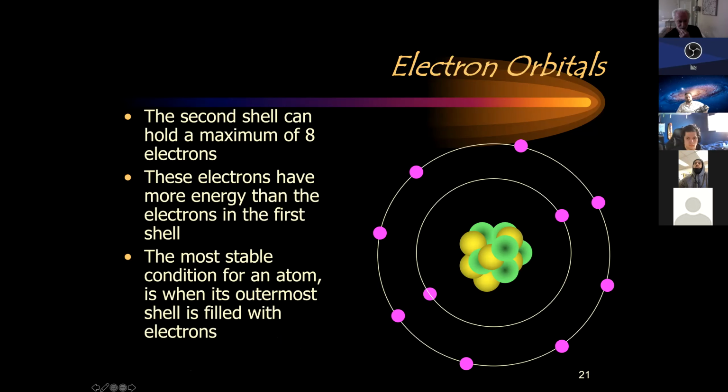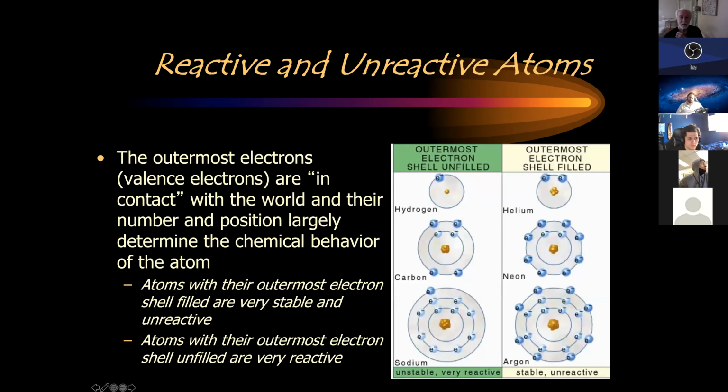But the most stable condition for an atom is when its outermost shell is filled with electrons. So the first shell has 2, the second shell can have up to 8, and if it does, it's stable. So that means that there are reactive and unreactive atoms. And examples of that are shown here.